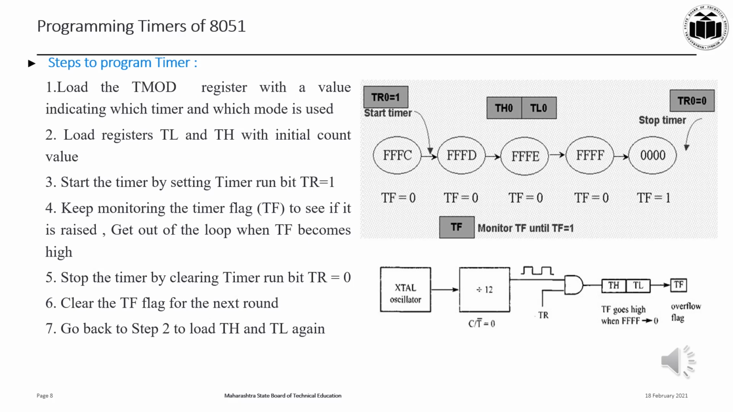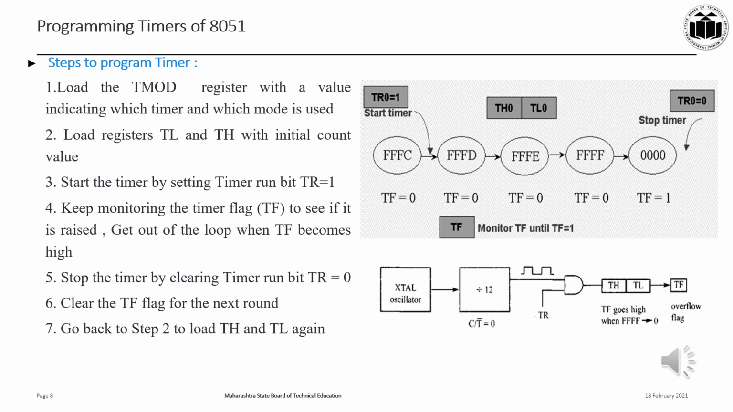Steps to program timers of 8051 are as follows. Load the TMOD register with a value indicating which timer in which mode is used. For example, if timer 0 in mode 1 is to be used, TMOD should be loaded with hex value 01H. The next step is to load the initial count in TH and TL registers. As shown in the diagram, if the initial count value is FFFCH, then the higher 8 bits of the count, FFH, should be loaded in TH register, and the lower 8 bits of the count, FCH, should be loaded in TL register.